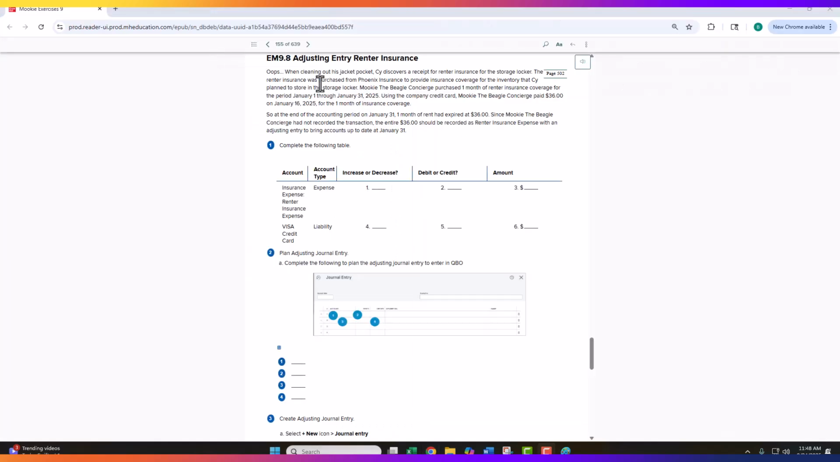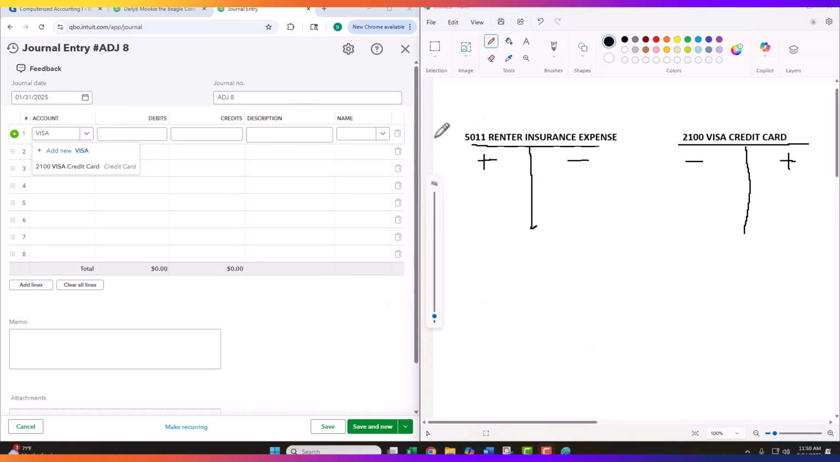Okay, so we have one more adjusting entry, and essentially it says that the owner of the business forgot to record a transaction in which they purchased some renter insurance coverage for the storage locker property, and they used the Mookie the Beagle credit card for that, the Visa credit card. So we just need to record it. It says that by the end of the period, all of it had expired and the amount paid was $36.